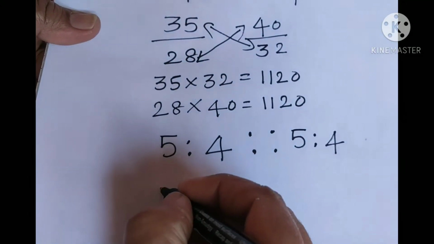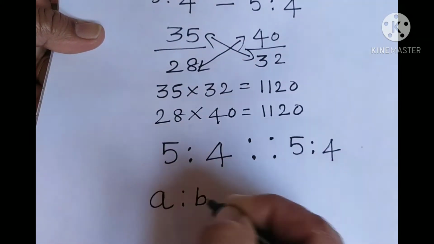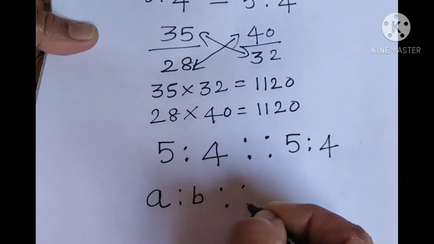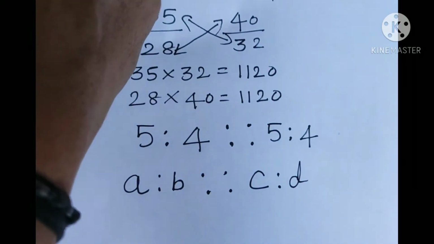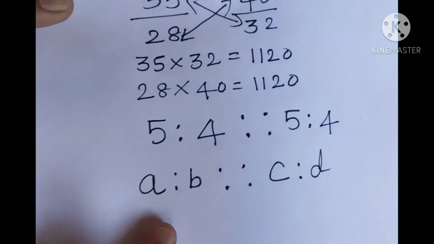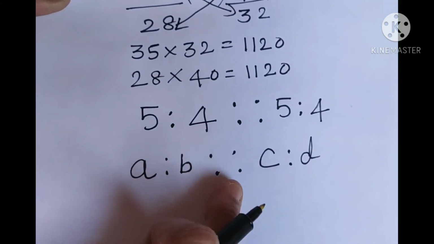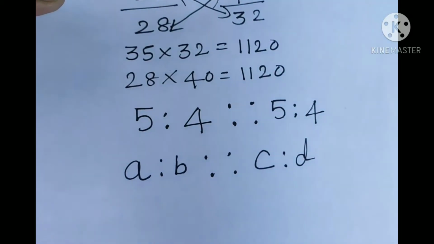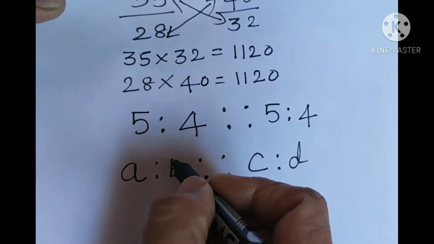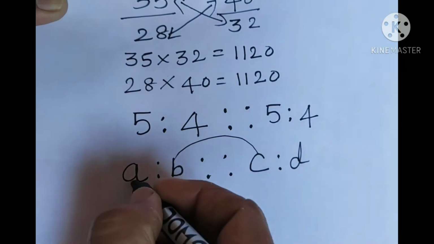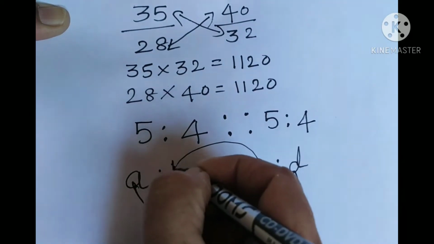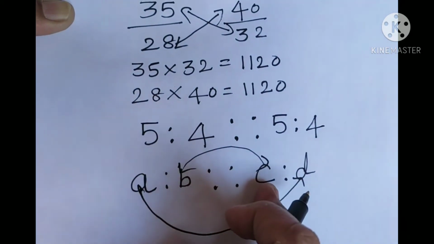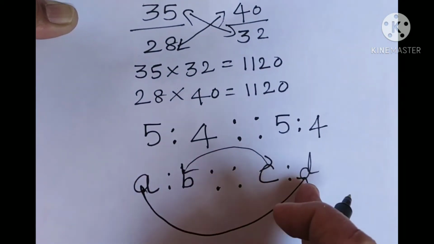In other words, we can write A is to B proportion to C is to D. That is, 35 is to 28 and 40 is to 32 can be written as A is to B proportion to C is to D. Now the middle terms are known as means. The first and last terms are known as extremes. B and C are means and A and D are extremes.